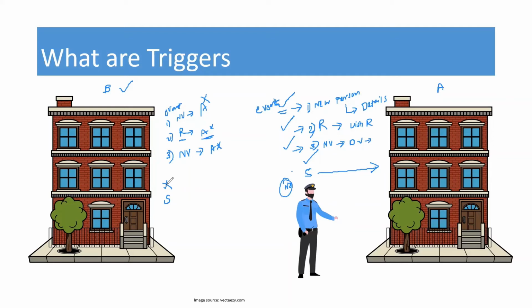An event could be a new person entering the apartment, a resident entering an apartment, or a new vehicle entering the apartment. His job is to listen to the events that are happening, or basically look out for events. If there is an event, there is an action that he needs to perform. So the same event listener, or security guard, is absent in your apartment B.